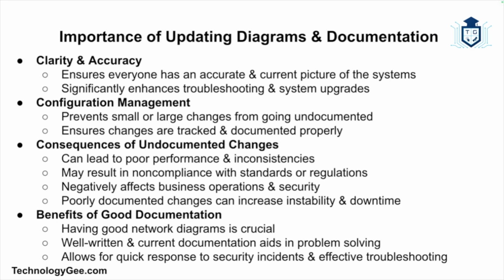Updating diagrams ensures that everyone has an accurate and current picture of the systems. This clarity can significantly enhance troubleshooting and system upgrades. A good configuration management process helps to prevent small or large changes from going undocumented. Undocumented changes can lead to poor performance, inconsistencies, or non-compliance, and can negatively impact business operations and security. Poorly documented changes add to the instability and downtime. So having good network diagrams and well-written and up-to-date documentation is crucial and allows you to not only troubleshoot problems, but also respond quickly to security incidents.